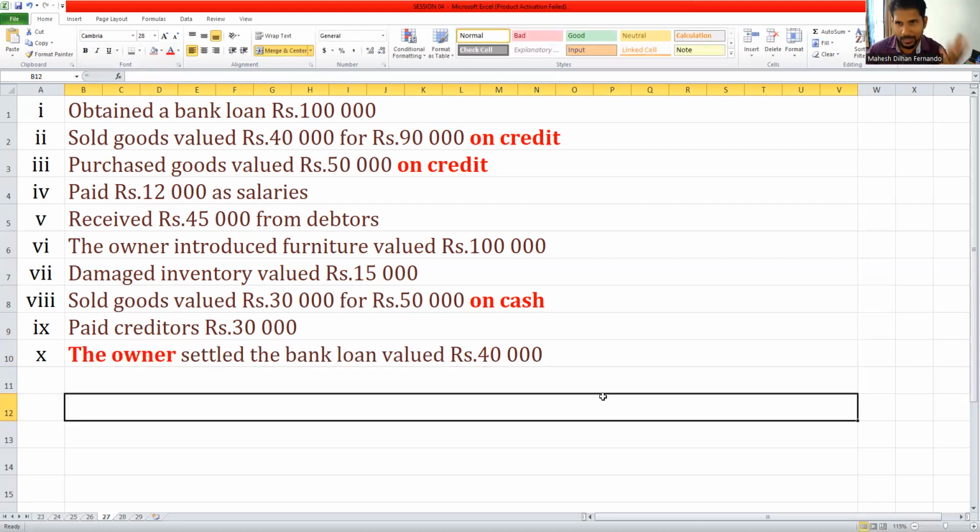See, this is how you describe a transaction. See, all these descriptions have something in common. Rupee value is there, so use it.